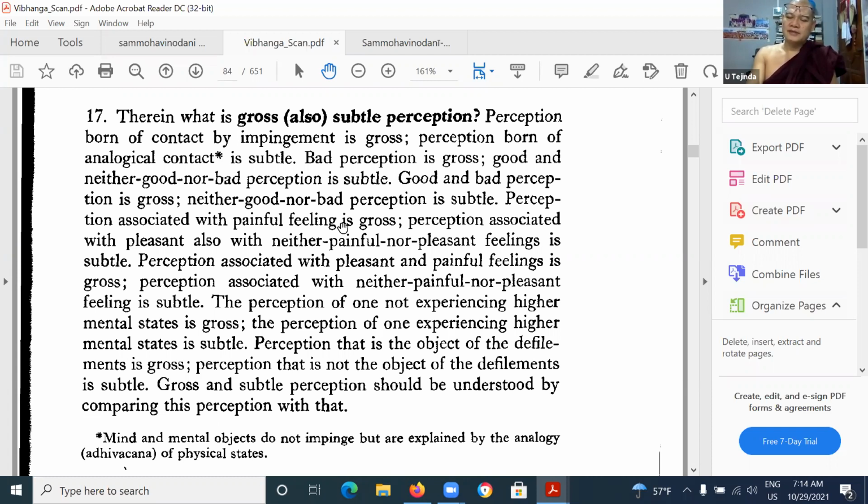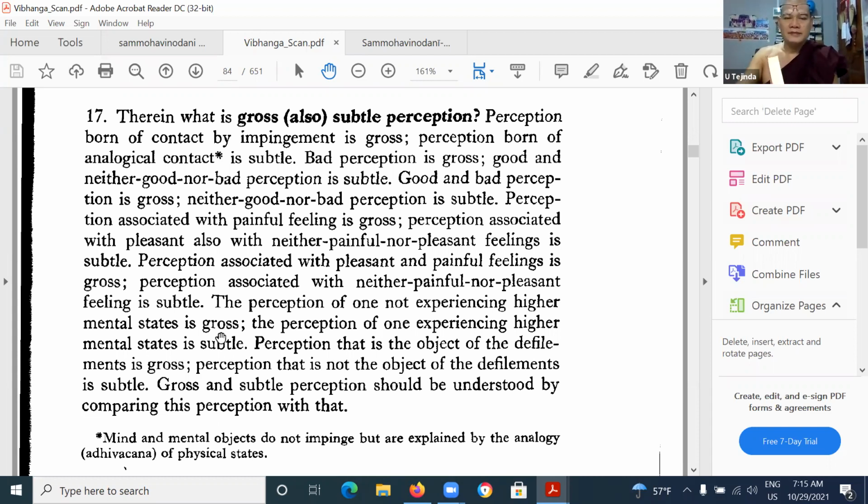Then you have Dukkhaya Vedana Samyutta Sanya, Sukhaya ca Adukkhamasukhaya ca Vedana Samyutta hi Sanya hi Dure. So the Sanya associated with dukkha vedana is far from the Sanya associated with sukha and adukkhamasukha vedana. The same thing. Sukhaya ca Adukkhamasukhaya ca Vedana hi Samyutta Sanya, Dukkhaya Vedana hi Samyutta Sanyaya Dure. Sukhaya Vedana hi Samyutta Sanya, Dukkhaya ca Adukkhamasukhaya ca Vedana hi Samyutta hi Sanya hi Dure.